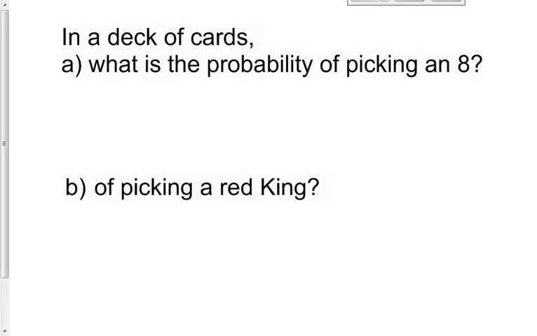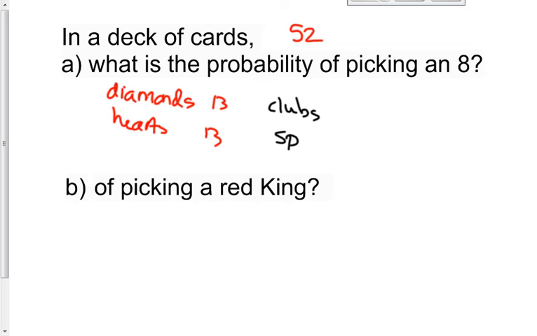In a deck of cards, first of all, everybody needs to know that in your deck of cards you've got 52 total. Your cards: diamonds, hearts, there are 13 each. We also have clubs and spades. There's also 13 each. Hearts and diamonds are red, clubs and spades are black. The numbers go from 2 up through 10. And then we have the jack, the queen, and the king of each of them. Jack, queen, king, and then we also have the ace for each of them as well.